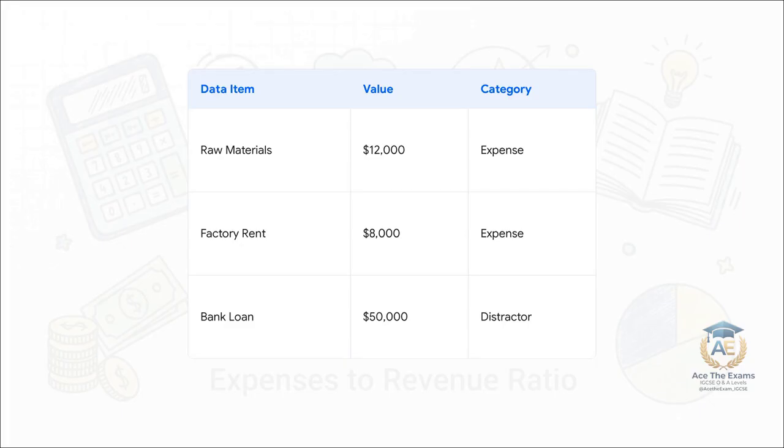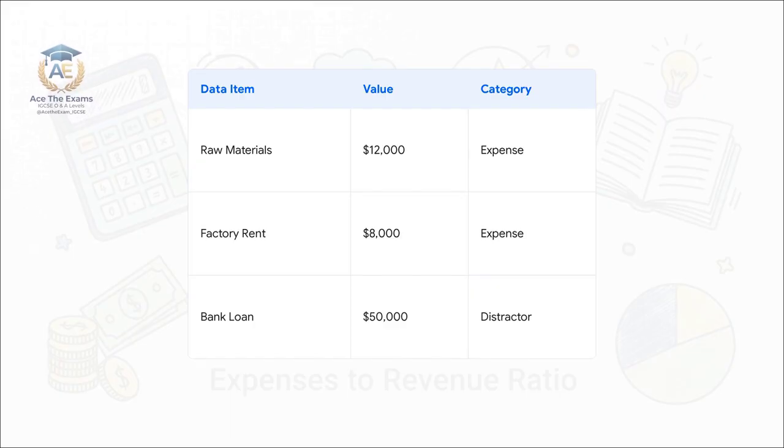Let's look a little closer at Step 2, extracting data. I want to treat this like a quick, interactive workshop. Imagine you're staring at a massive, complex text excerpt in an exam. Data interpretation skills here are absolutely critical. Exam stimulus materials are inherently noisy. They're packed with distractors. You might see a random, miscellaneous bank loan figure that is completely, 100% irrelevant to the expenses to revenue ratio you're supposed to be calculating.